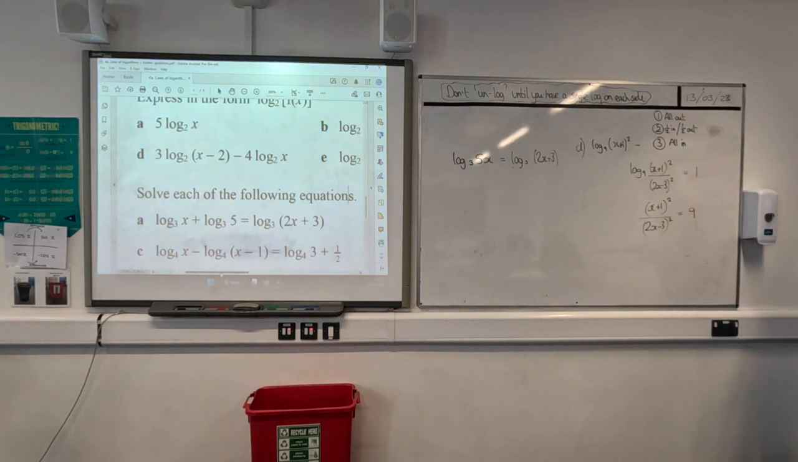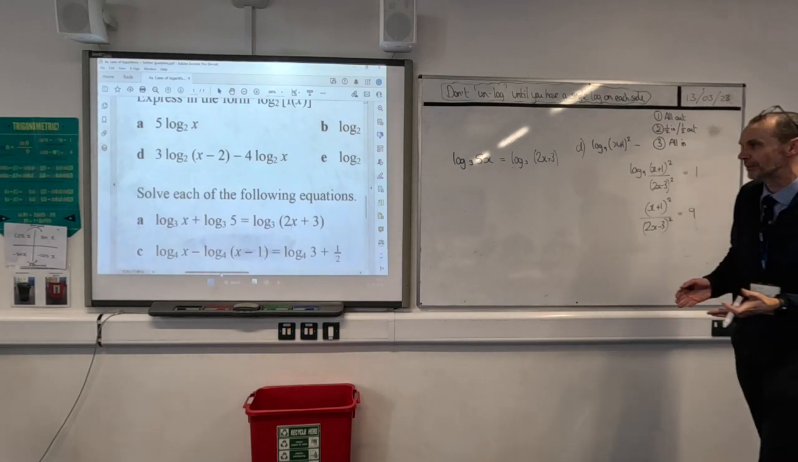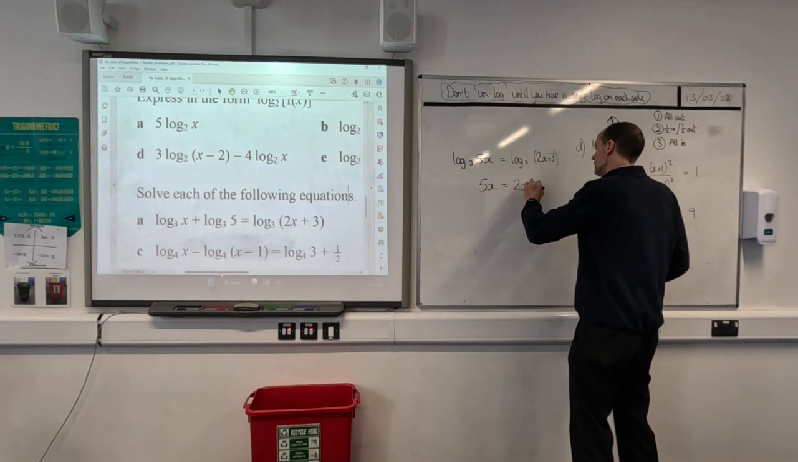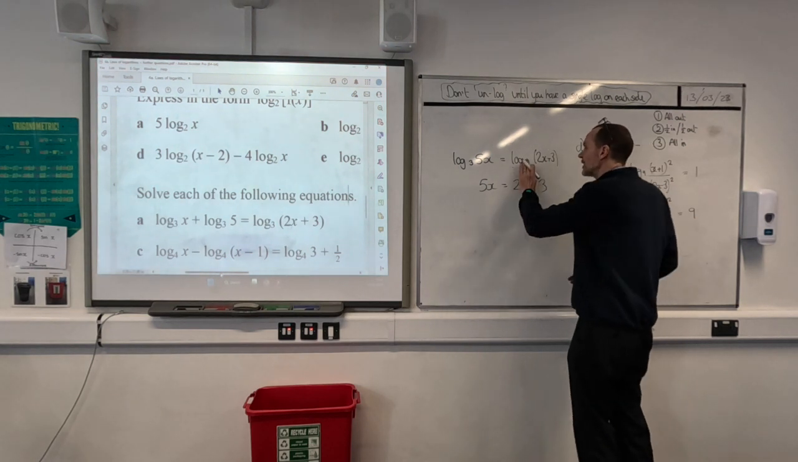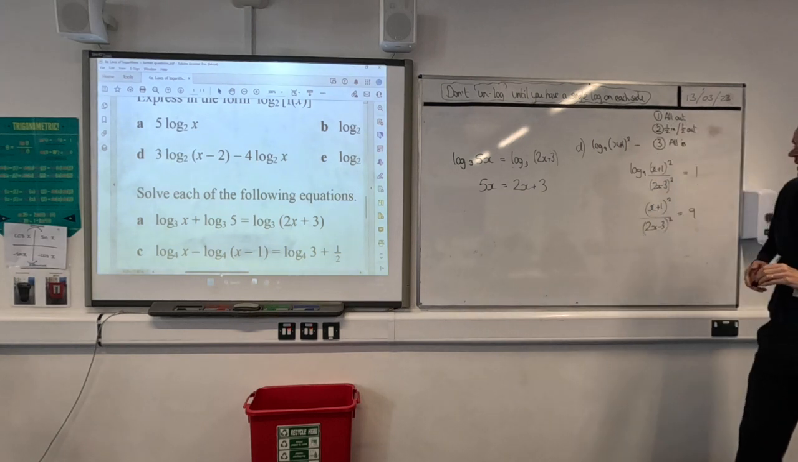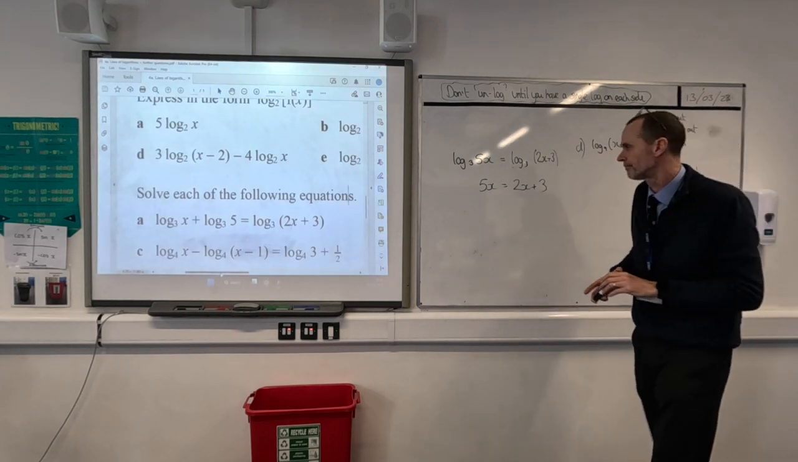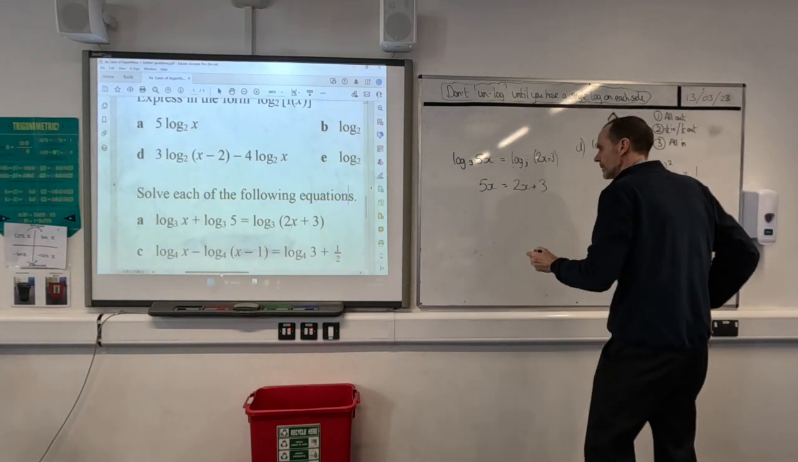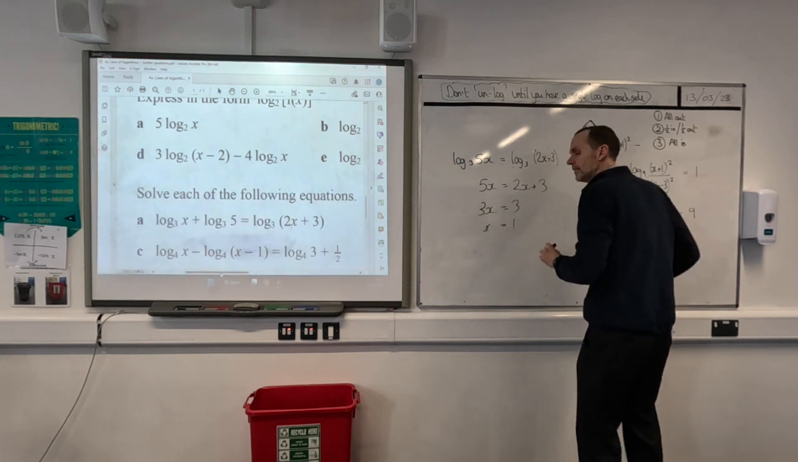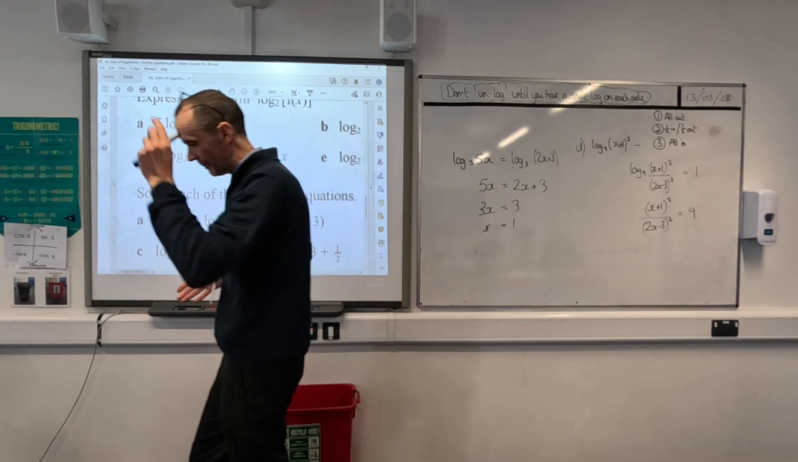Now, I can unlog. To unlog I'm going to do 3 to the power of both sides. Now, of course, this only works if you've got a log to the same base. You wouldn't get it where it wasn't. And then it's just really easy. So 3x equals 3, x equals 1.